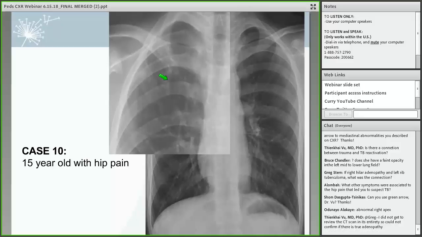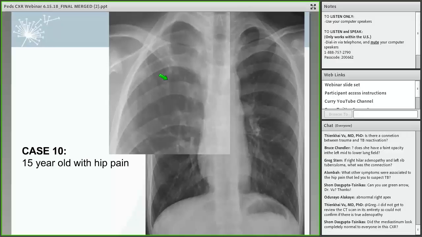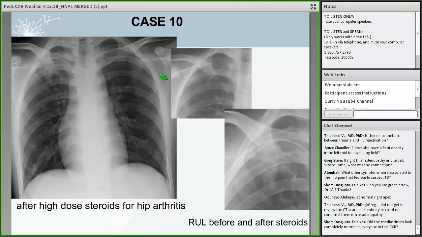Unfortunately, or maybe fortunately, he got treated with high-dose steroids for presumed juvenile idiopathic arthritis before the results of the quantiferon gold test were known. And I think we have a film that shows what happened after to his lung field after starting steroids.